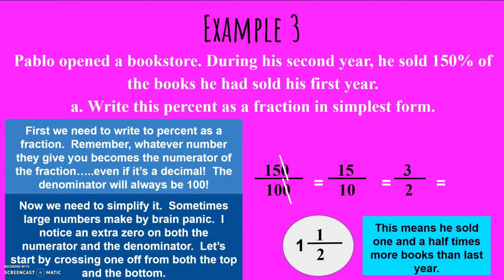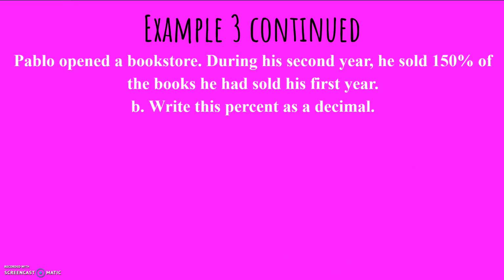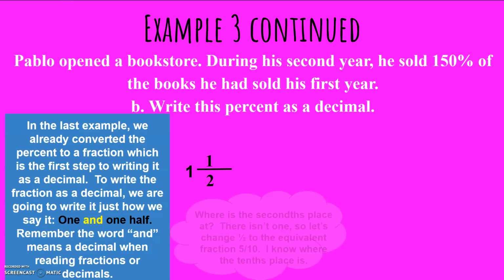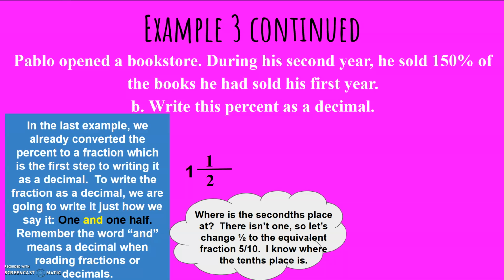Now, let's write that as a decimal. Well, we did the fraction last time, so 1 and 1/2. Remember that the word and means decimal when we're dealing with fractions and decimals. So when I say 1 and 1/2, I know I'm going to write 1 point something. Where is the second place at?